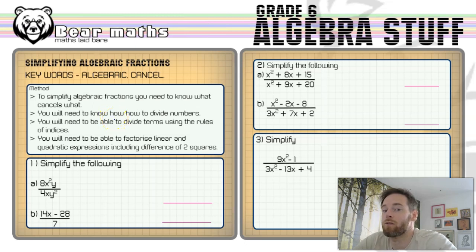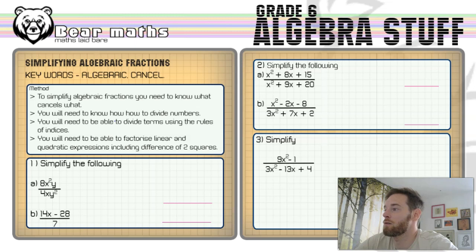This one is on simplifying algebraic fractions, and the keywords are algebraic and cancel. The word algebraic refers to anything in the world of maths that's got letters in it. So there would be algebraic terms, and the word cancel just means to divide one thing by another. To simplify algebraic fractions, you need to know what cancels what, the letters and the numbers, etc.